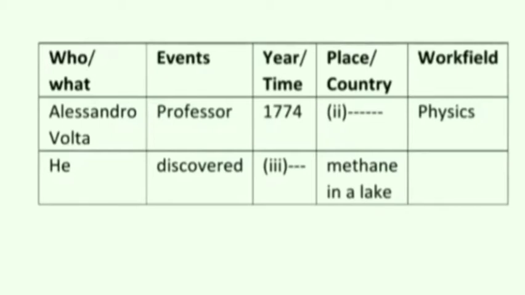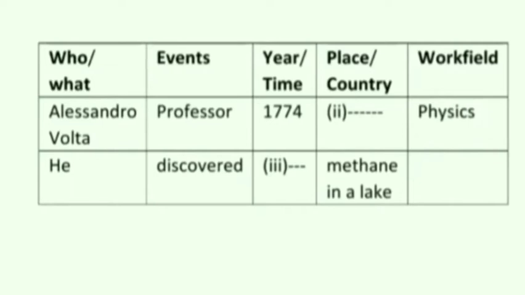So first one, Alessandro Volta, professor, events is professor, and time is also mentioned here, 1774, and work field, that is physics. So you have to mention the name of the place from where he was the professor of physics. Who can say? Yes, you are right, at the Royal School in Como. Where is it mentioned? It is mentioned in your passage. So you have to collect this information from that passage.